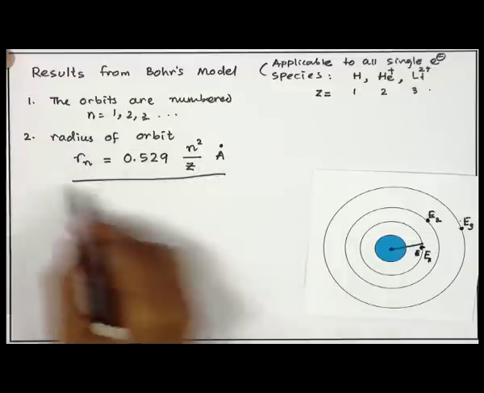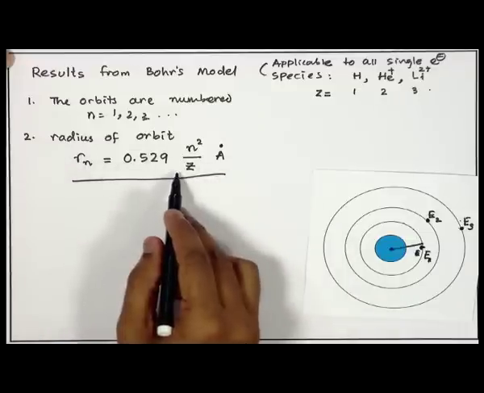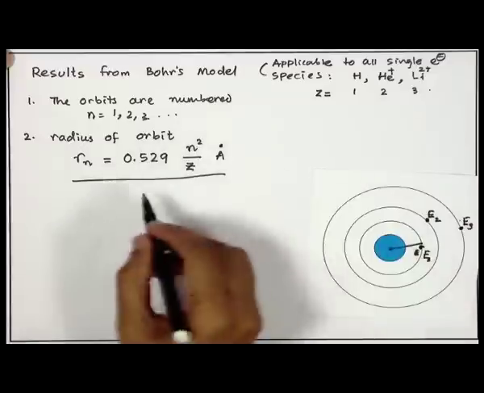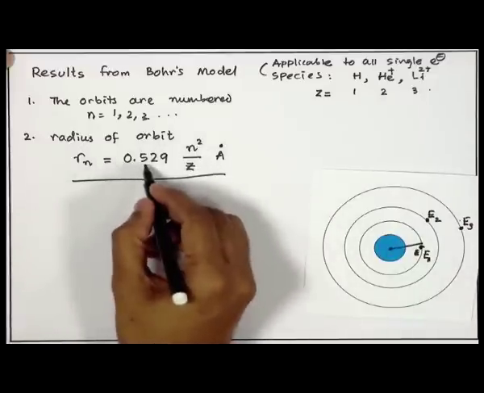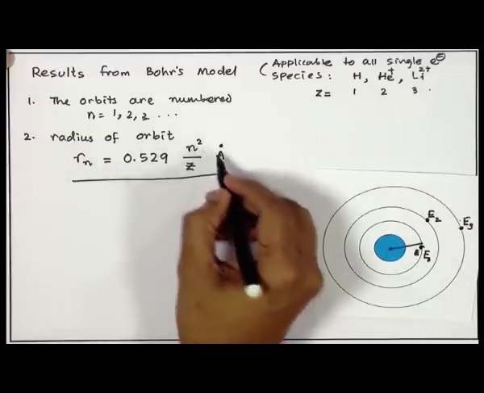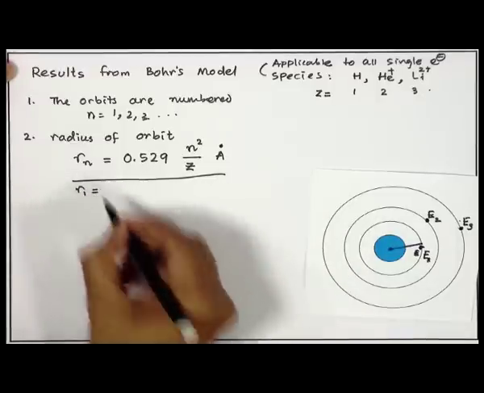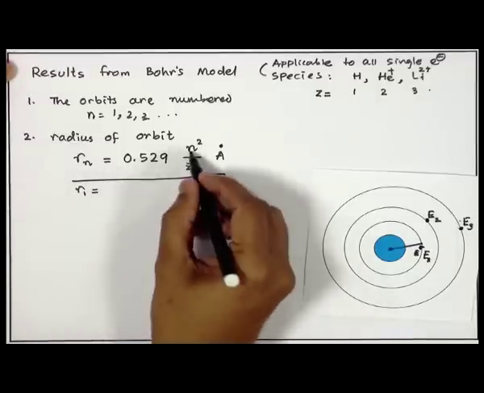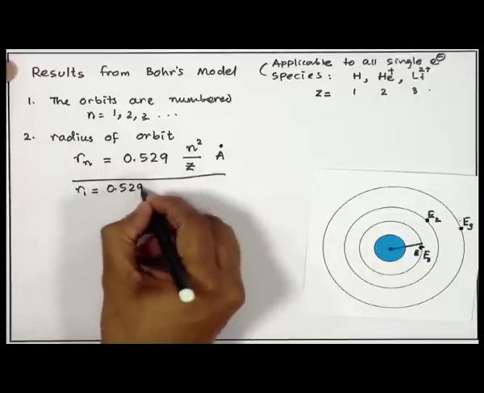If we look at the expression for the radius of this orbit, we see that for hydrogen atom Z is 1. So, it is essentially 0.529 multiplied by n square, in the unit of angstrom. So, what is the radius of the first orbit? That is n is 1. So, therefore, the value is 0.529 angstrom.